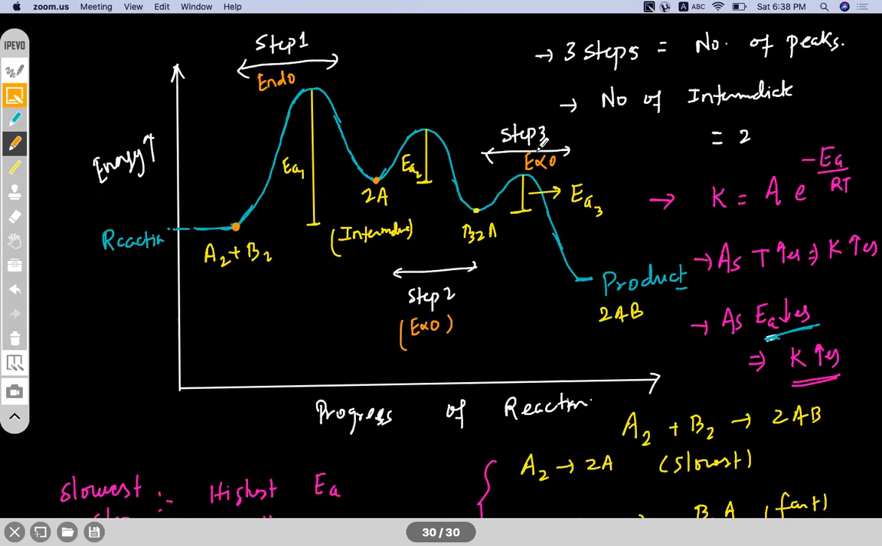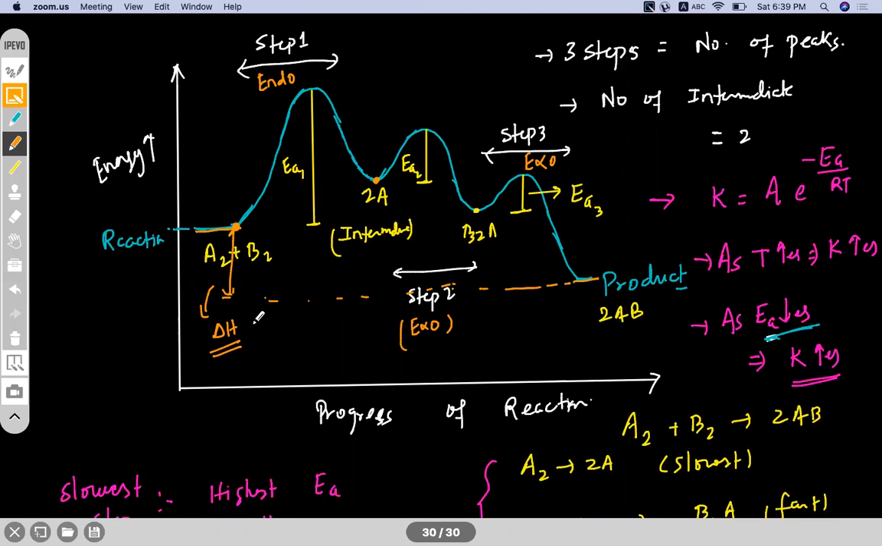Overall, if they ask you whether it is endothermic or exothermic, look at the reactant energy and the product energy. The difference between the reactant and product is the delta H the reaction will release, and overall the reaction is exothermic in nature. Tell me, any doubt in this?